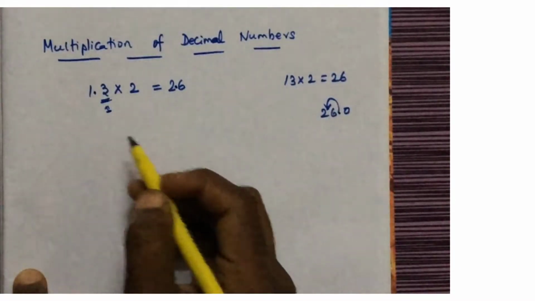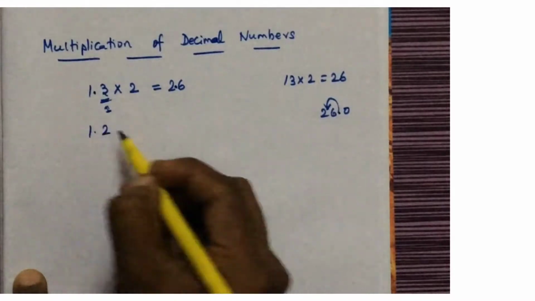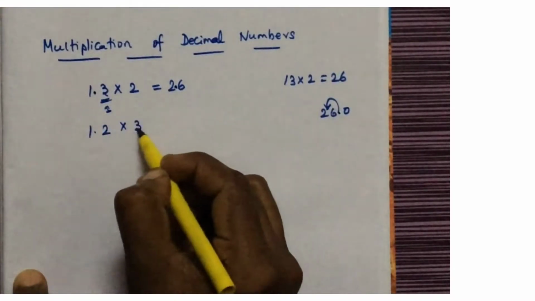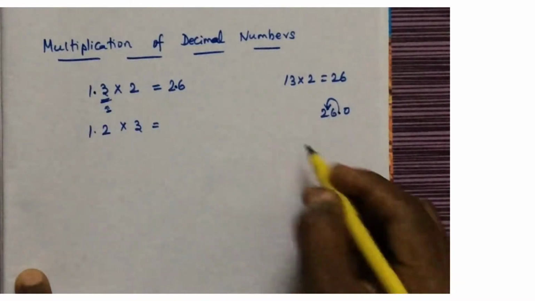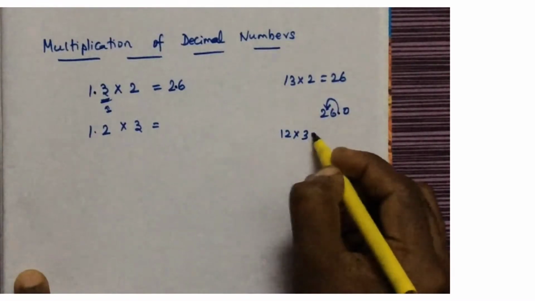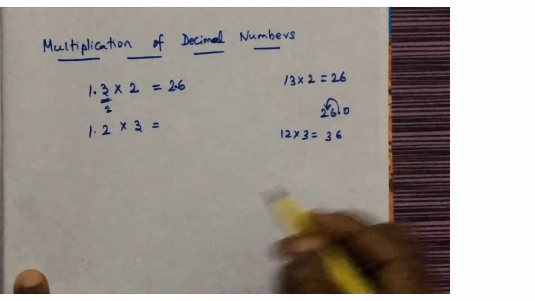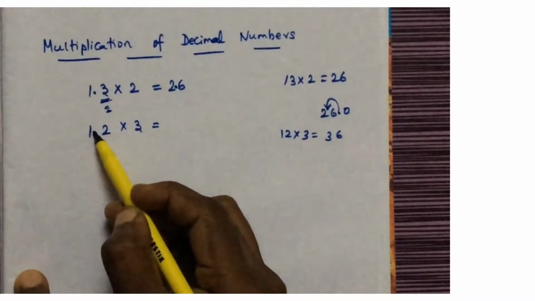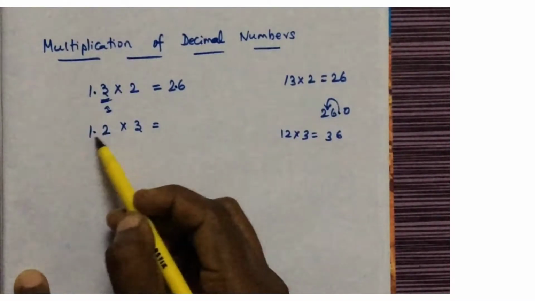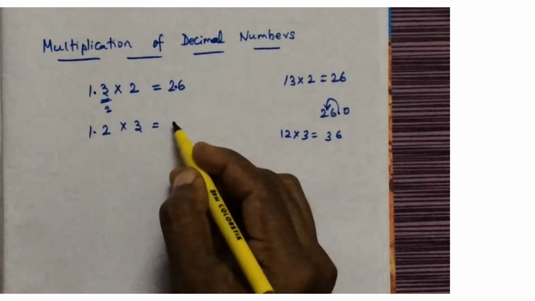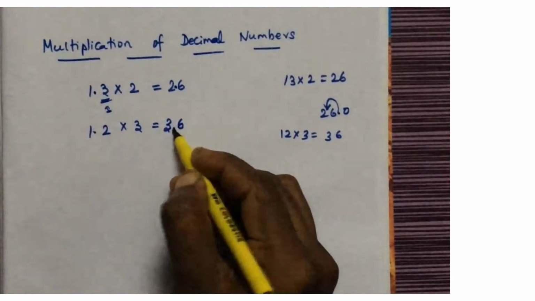Now let me do it for 1.2 multiplied by 3. What is 12 multiplied by 3? It is 36. There is only one digit after the decimal point, so it will be 3.6.